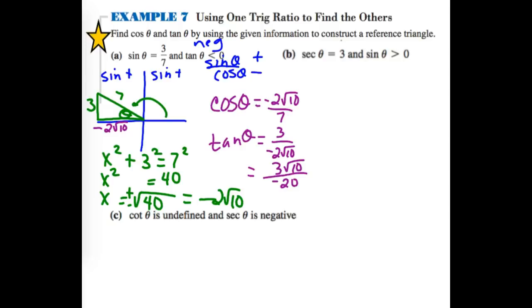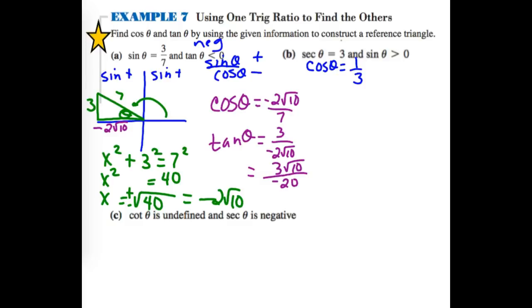So talk at your tables about this next one. We're told the secant is 3 and the sine has to be positive. Just see if you can figure out what quadrant you should be in. All right, so secant is the reciprocal of what? Cosine. So if I'm given secant, cotangent, or cosecant, first thing I'm going to do is flip them over, because in my mind, sine, cosine, tangent, I use those more. I'm more familiar with them. Okay, so I'm going to think of this as telling me that the cosine is 1/3. Okay, cosine is positive and sine is positive. That has to be quadrant 1.